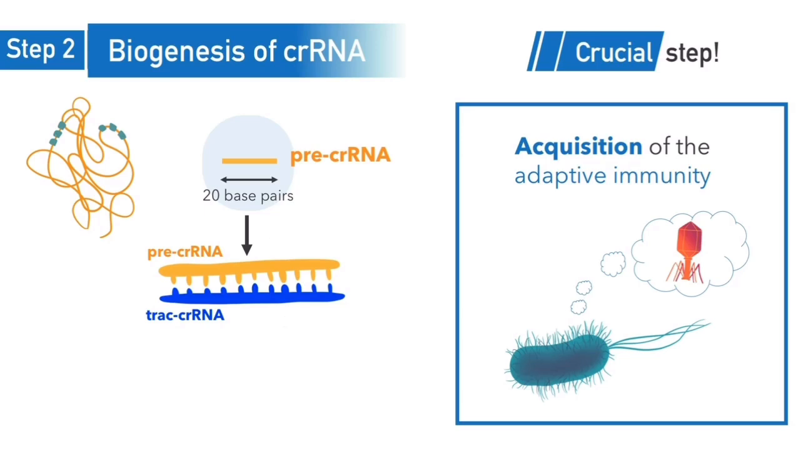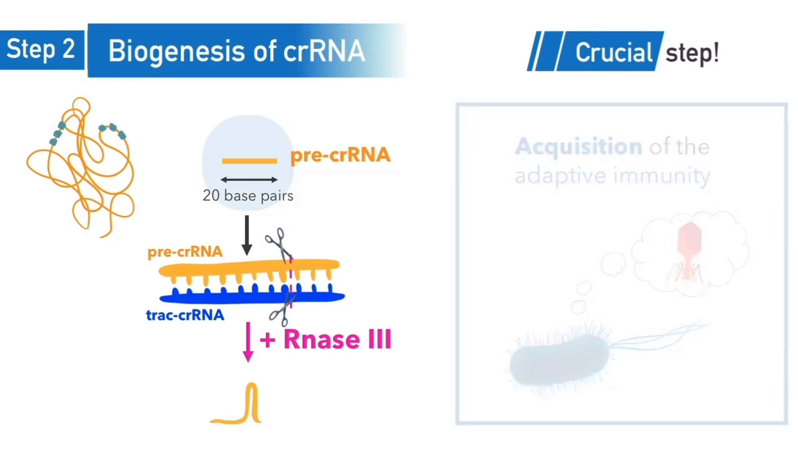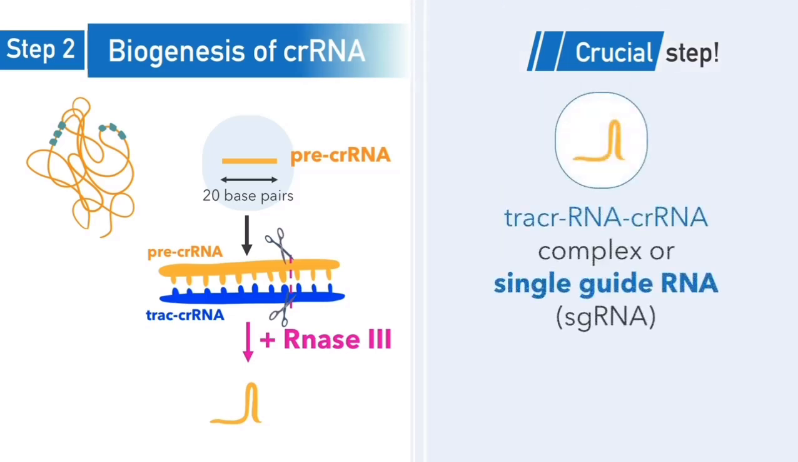The pre-crRNA joins with the tracrRNA through complementary base pairing in the presence of RNase III, which is an enzyme capable of cleaving double-stranded RNA, and other factors to form a duplex structure, also referred to as the tracrRNA-crRNA complex or the single guide RNA.